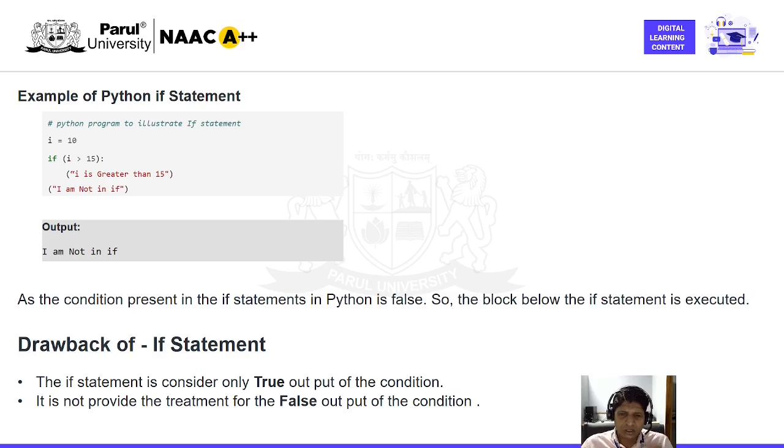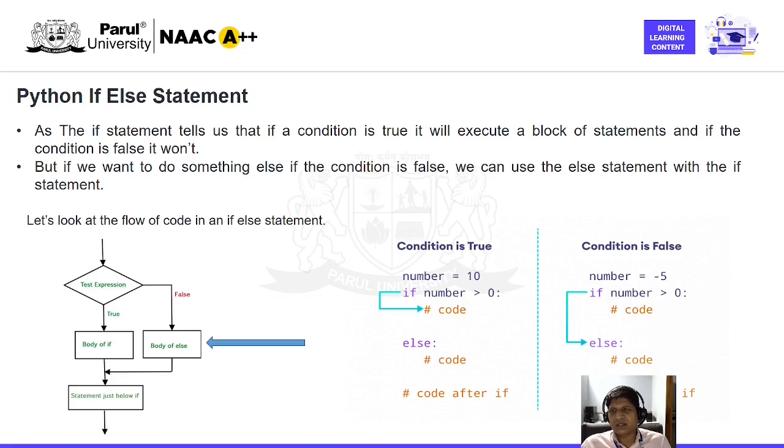The drawback of the if statement is solved by the next one, the if else statement. The if else statement is also a conditional statement in which there are two blocks: one is the if block and another is the else block. Whenever the given condition is true, the if block will be executed, and when the given condition generates false output, the else block will be executed.